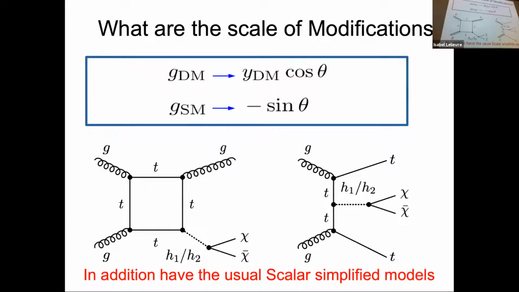The other thing you also have is your simplified models, right? So we have our monojet, that still lives here, and we also have t t-bar scalar, right? You can take the simplified models, and for these interpretations, you can just recast. In this case, our dark matter coupling goes to some Yukawa dark matter times cosine theta, and our standard model coupling to the quarks just goes to sine theta, right?